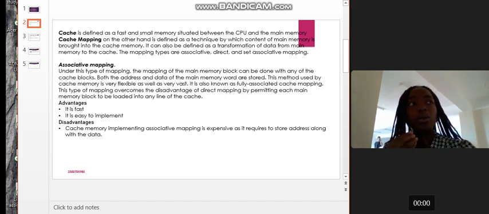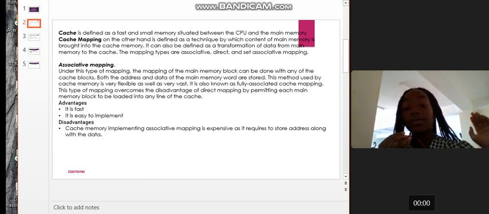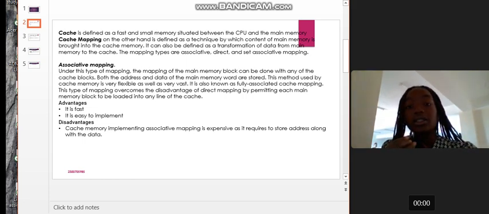When we talk about mapping, we're looking at three types of cache mapping, which are direct, associative, and set associative mapping. So we're going to look at associative mapping first. Under this type of mapping, the mapping of the main memory block can be done with any of the cache blocks. What I mean to say is both the address and data of the main memory word are stored. This method used by cache memory is very flexible and very fast.